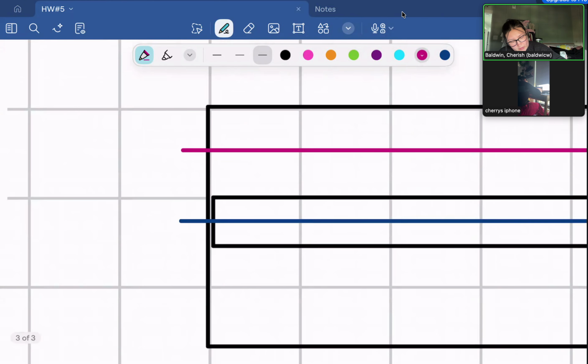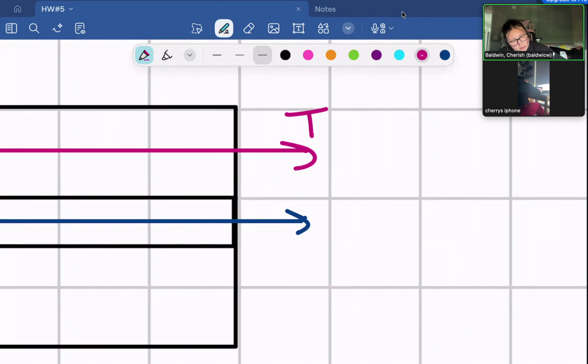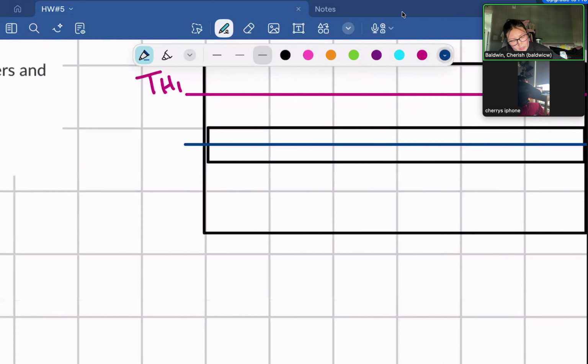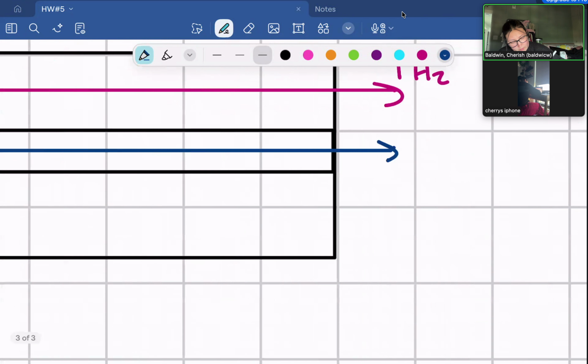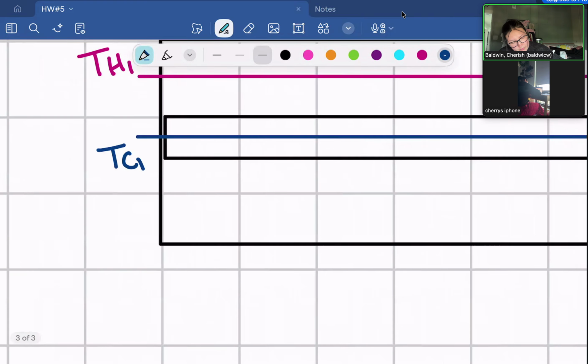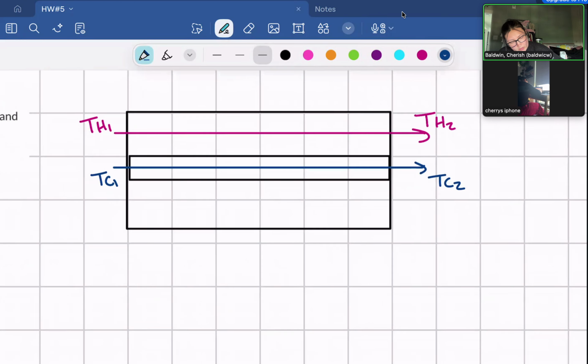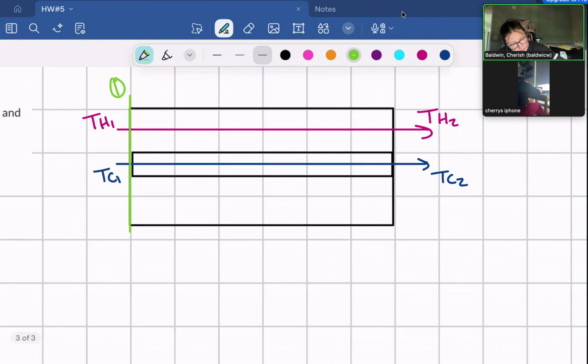That has temperature 1 hot. We'll label these as hot 1 and hot 2, and cold 1 and cold 2. With position, this is position 1, and this is position 2. That has an area of heat exchange, dA.